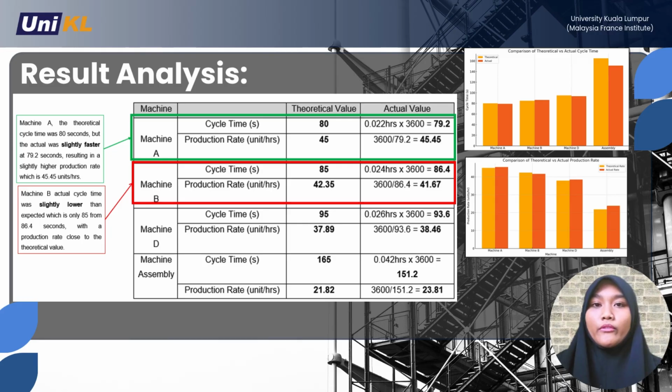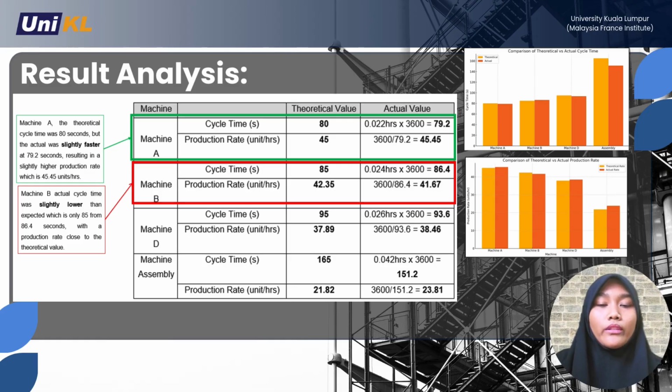So now we move on to the result analysis slide. So from here we can see that machine A theoretical cycle time was actually 90 seconds, but the actual was slightly faster, which is 79.2 seconds, resulting in a slightly higher production rate, which is 45.45 units per hour.